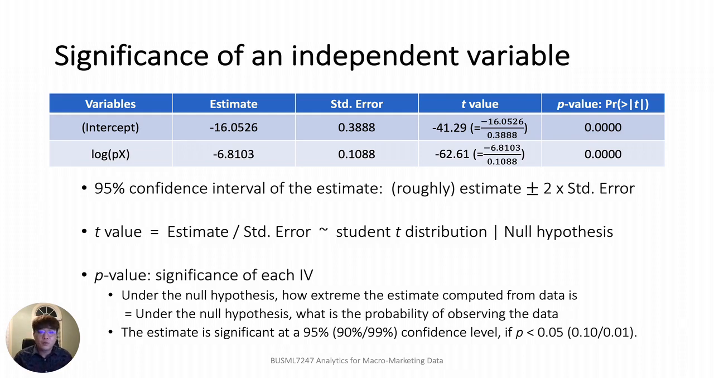In general, we use a 95% confidence level. Then the p-value is compared to 0.05. If the p-value is smaller than this critical value, we conclude that the estimate is significant and significantly different from zero.